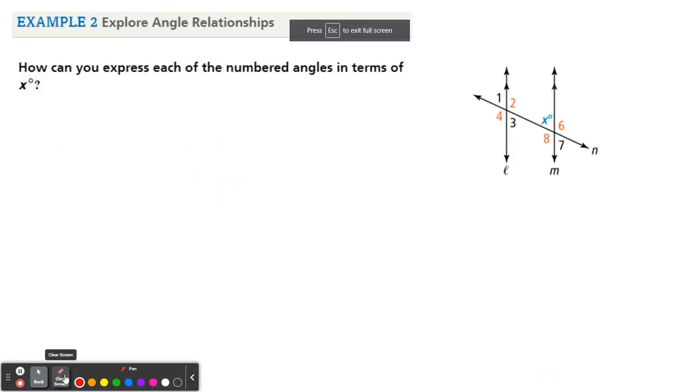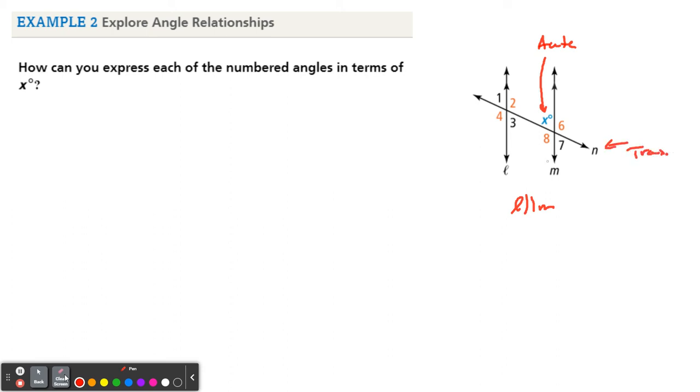All right, so next problem here. It says, how can you express each of the numbered angles in terms of x? If you see where x is, x is right here. It's an acute angle. In this picture, you have two parallel lines, L and M, and you have transversal N. Because these lines are going up and down, this space right here is the interior, and then the exteriors are out to the sides.